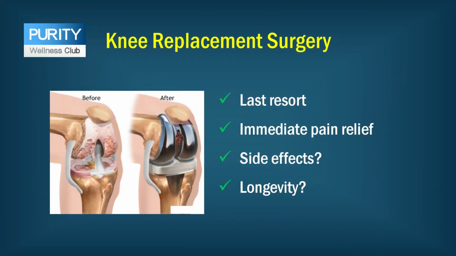Last but not least, the final common pathway for everyone with knee osteoarthritis is knee replacement surgery. This is usually applicable for people with moderate to severe arthritis. This is essentially a replacement of cartilage surface with metal and plastic surface. Knee replacement is considered the last resort.